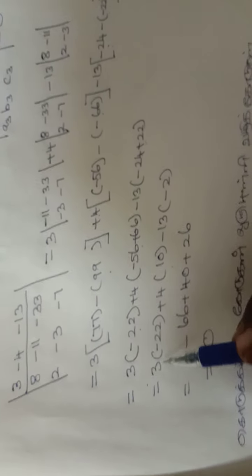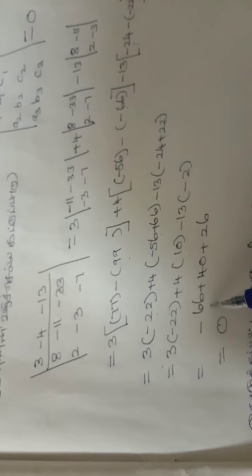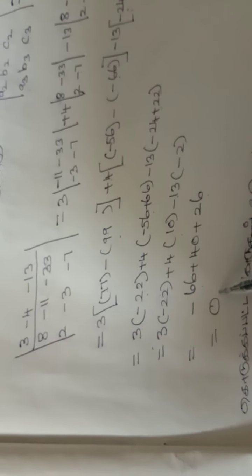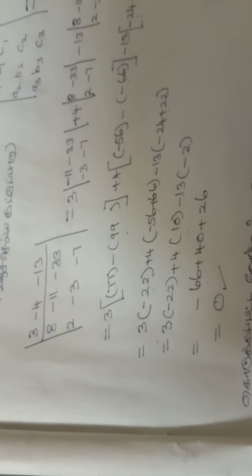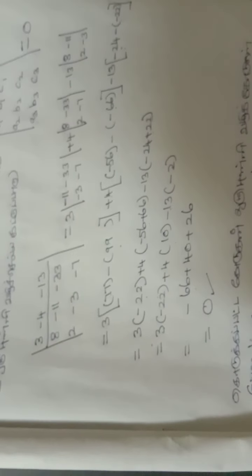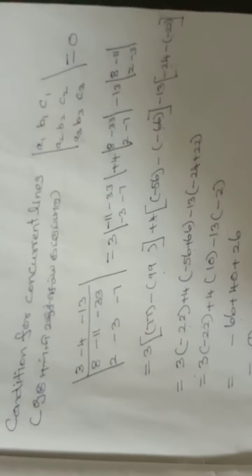So totally you are getting 3 into minus 22, minus 66, plus 4 into 10, 40, minus 13 into minus 2, 26, equal to 0. So the determinant is 0. Therefore the given lines are concurrent. Just find the value of the determinant. So it is 0.